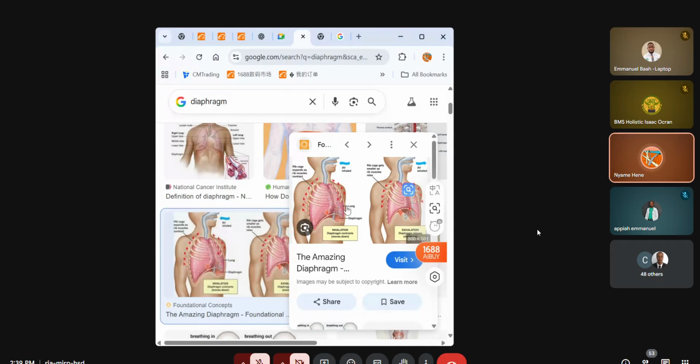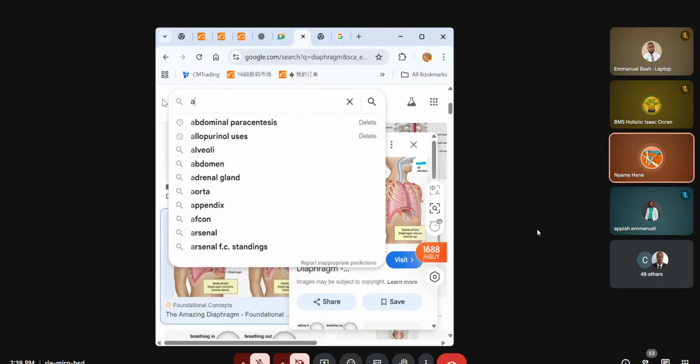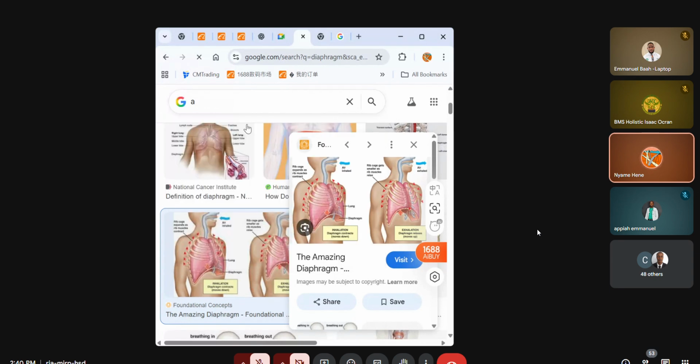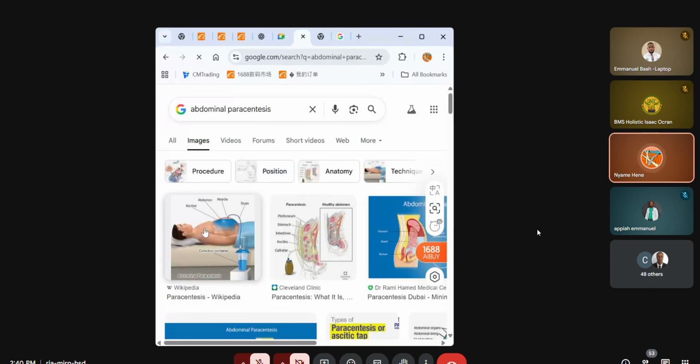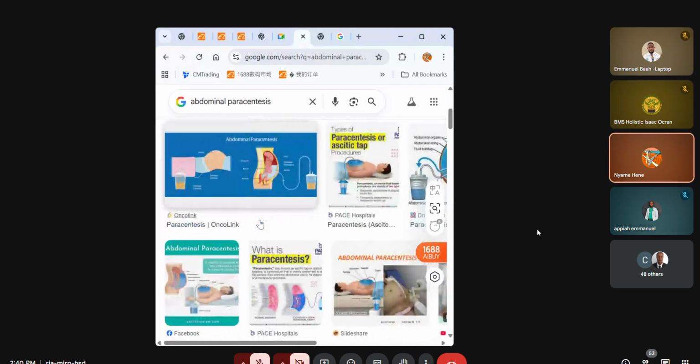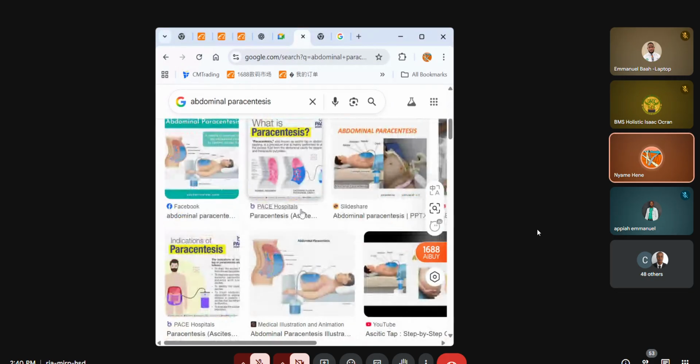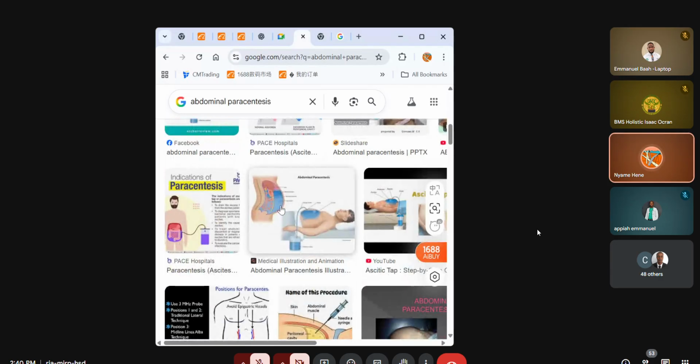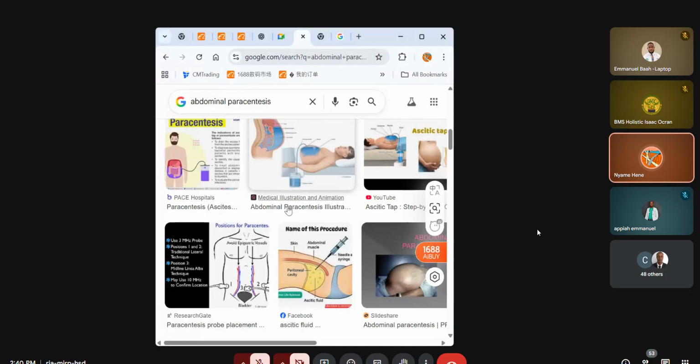Now, the reason why we have to do the tapping for them is that the fluid presses against the diaphragm. This fluid goes to press against the diaphragm. I want to see a classical one. So you see this one. The fluid there is putting pressure on the diaphragm, so the diaphragm cannot expand and relax.